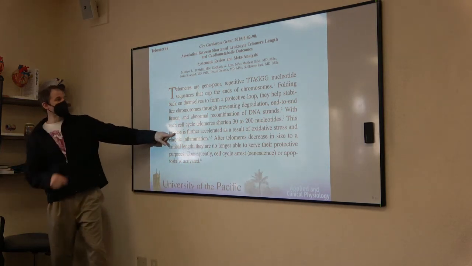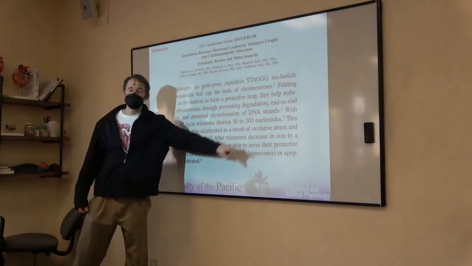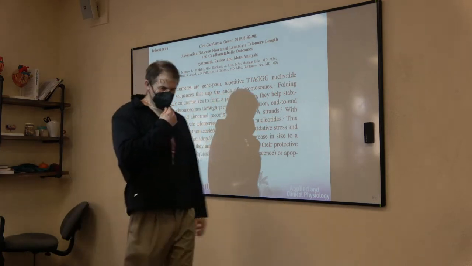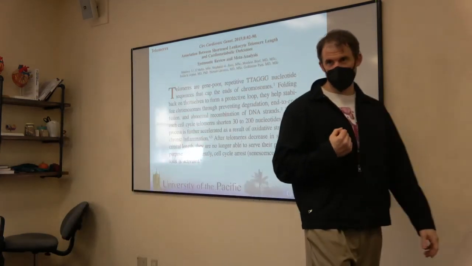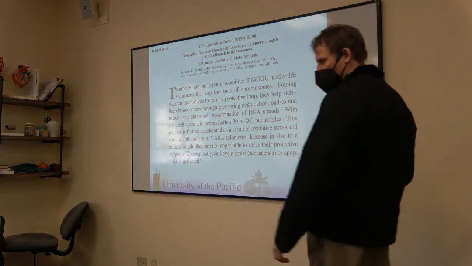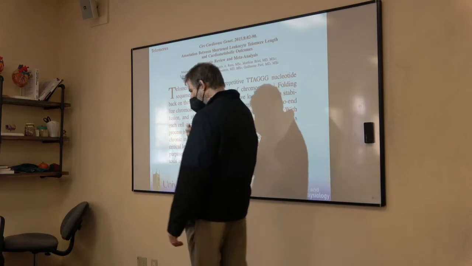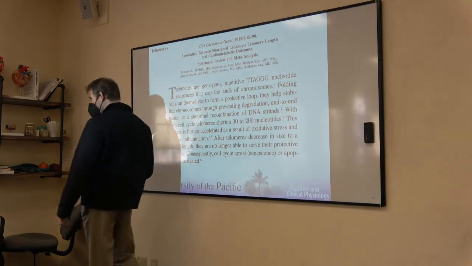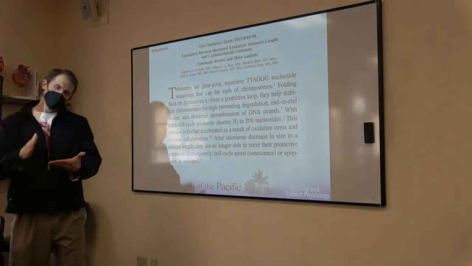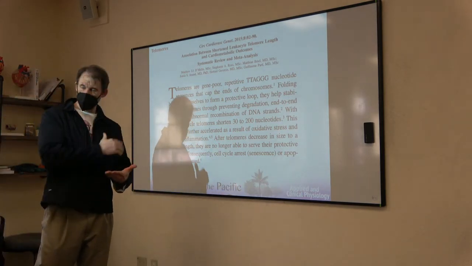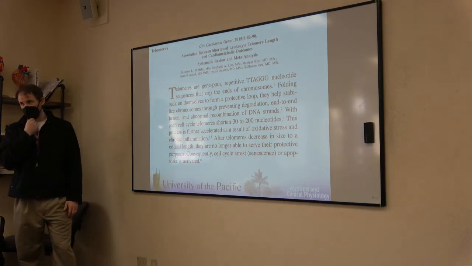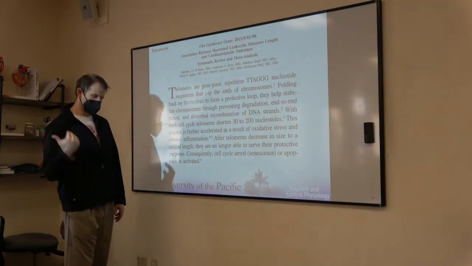This process is further accelerated as a result of oxidative stress and inflammation. Now that brings us to behaviors, to nutrition, to exercise, to environmental exposure. If we have oxidative stress, and if we have an exaggerated inflammatory response, we shorten our telomeres more and more and more. Biological aging happens faster and faster and faster.